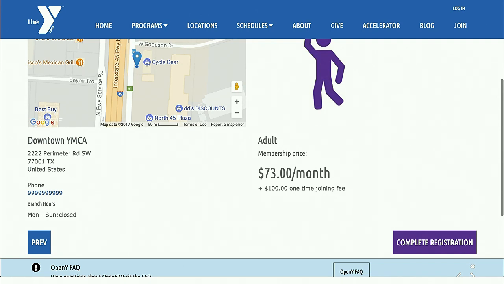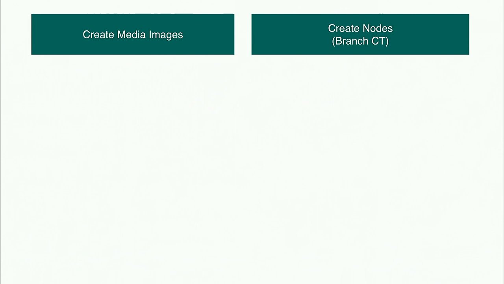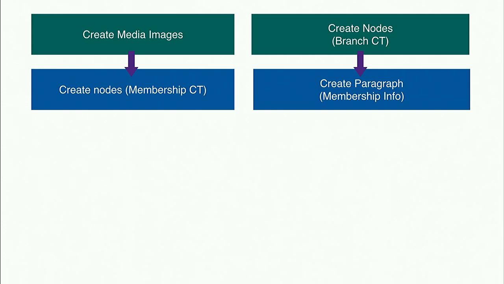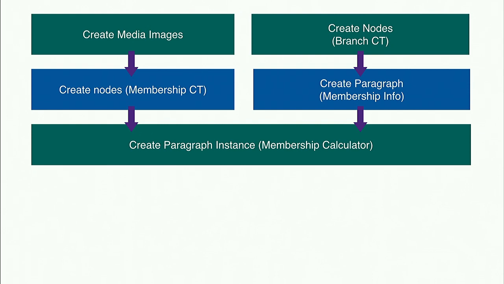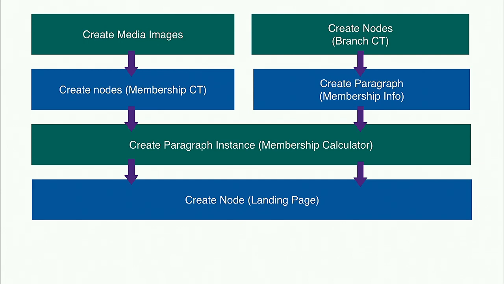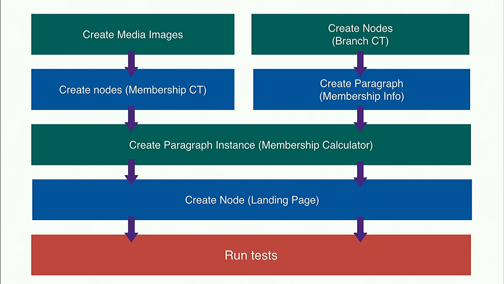But in order to create a Behat test for this, we have to generate media images. Then create location nodes, from the list that was selected. Then create membership content types. Then create paragraphs. Then create one more paragraph that will wrap all that stuff. Then create a landing page and embed that specific component that will render this page, and only then can we run tests.